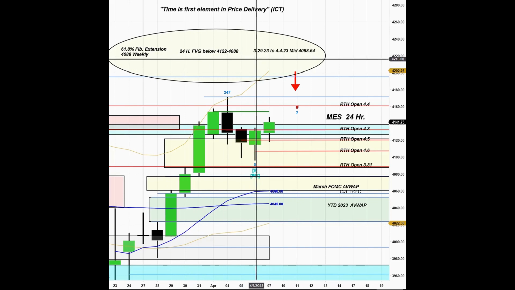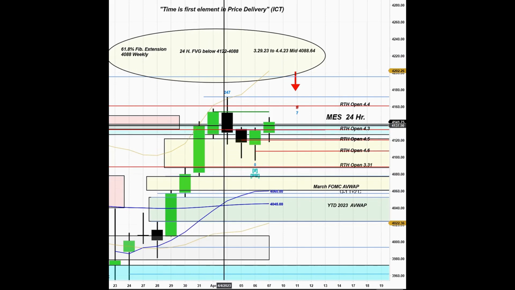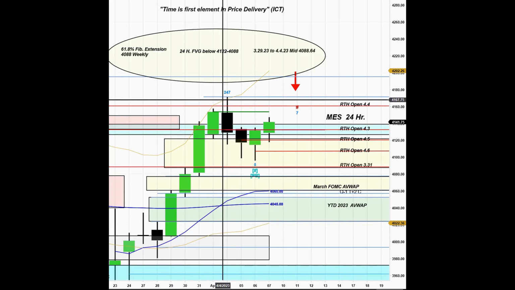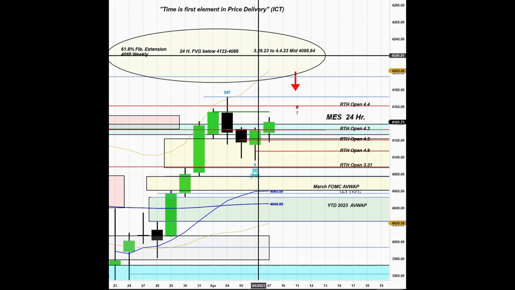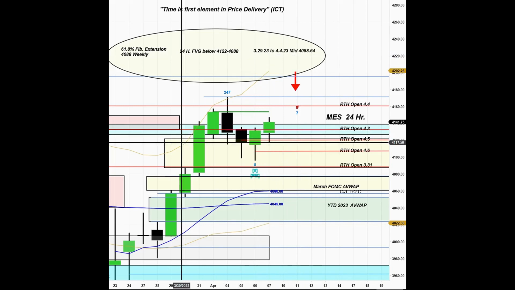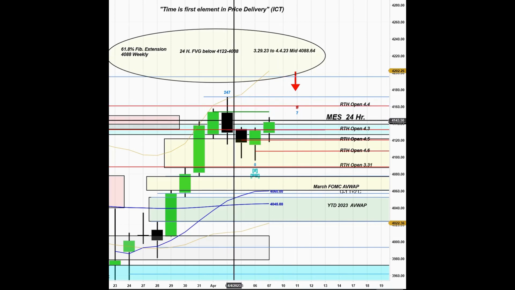And lastly, the whole start of this green candle rally, 1, 2, 3, 4, 5. You take the low to the high, and that retracement is a mid-level of 4088, and that's the March 29th candle right here to the 4-4 candle right here.